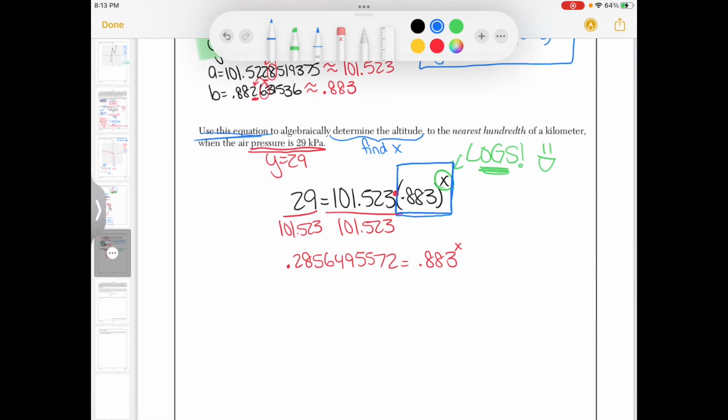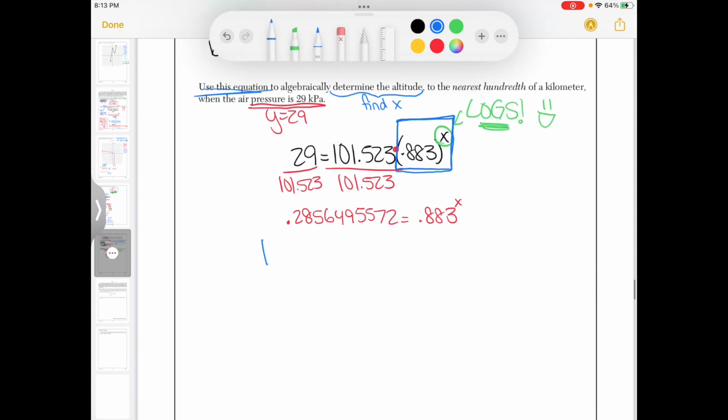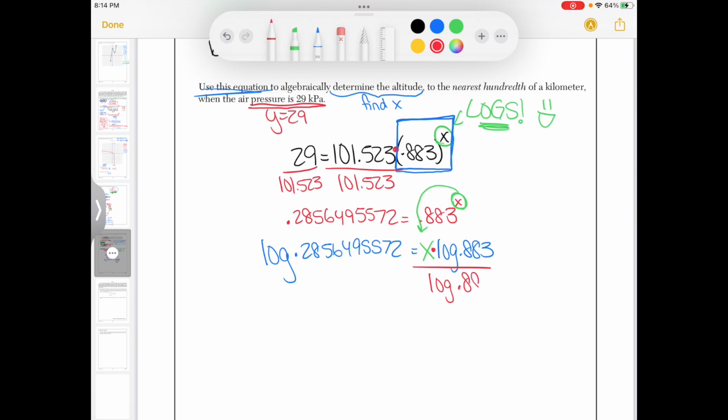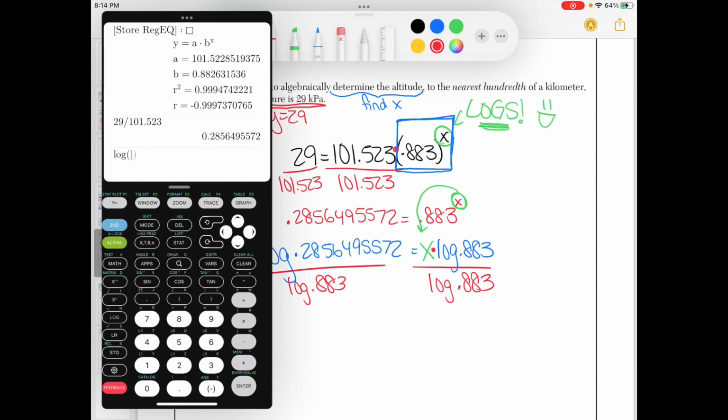Perfect. Okay, now that I got that boxed in piece from the last step by itself, I'm able to use logs now. So to get that x out of the exponent, I'm going to write the word log on both sides. The whole point in using logs is because it takes that exponent and brings it to the front. So my x is going to end up there by a log rule, the log exponent rule. Now to get x by itself, right now it's being multiplied by the log of 0.883. So to get rid of it, I'm going to divide both sides by the log of 0.883. So in my calculator, I take the log of that number divided by the log of 0.883.